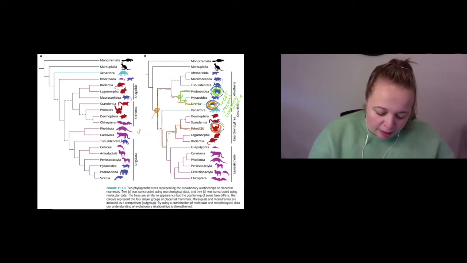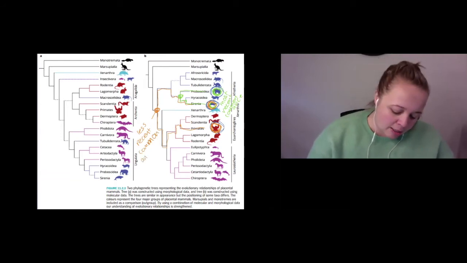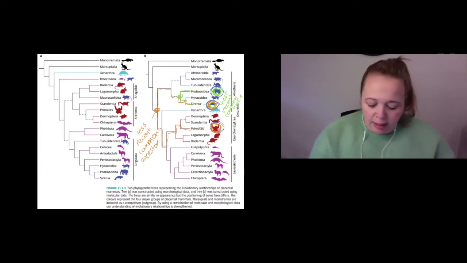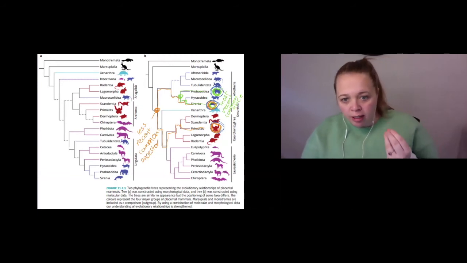They have a less recent common ancestor, and this is the language you're going to use: less recent or more recent common ancestor. So I would say that the dugong is more closely related to the elephant than it is to a monkey or a human, because they have a more recent common ancestor. So we are more closely related because they have a more recent common ancestor.